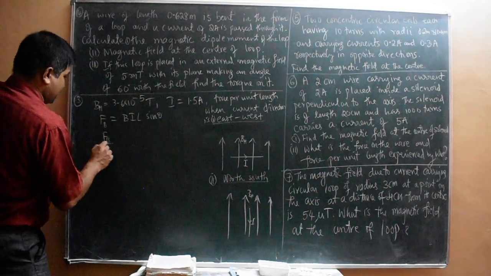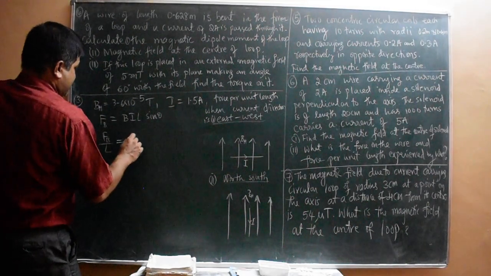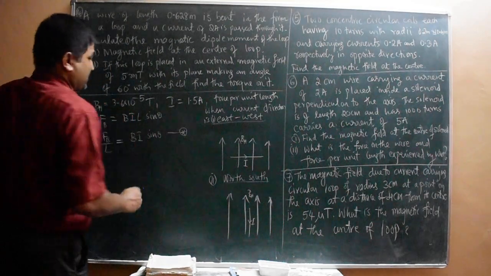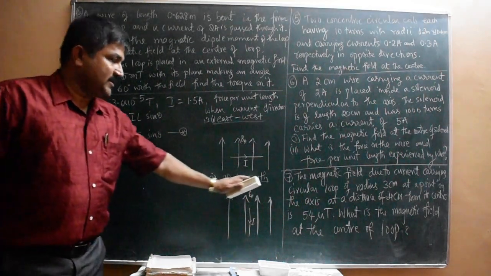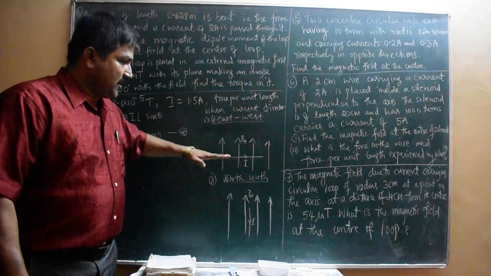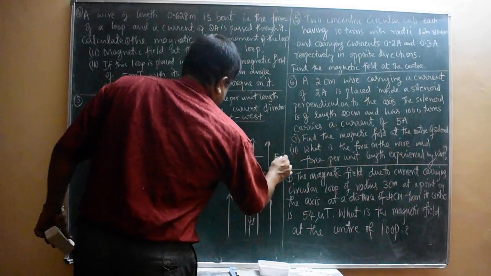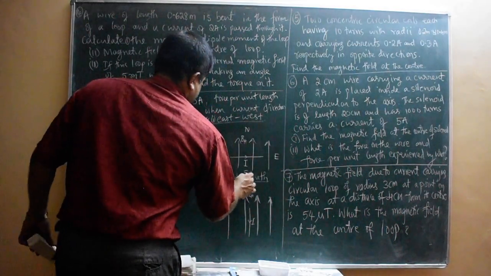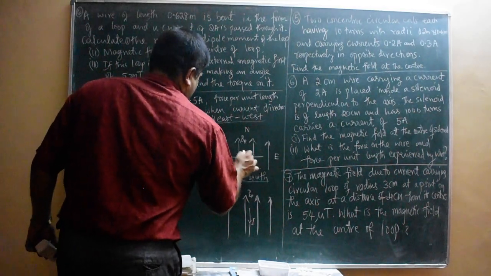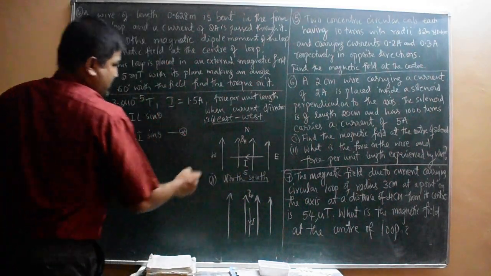So FB divided by length is equal to BI sin theta. Okay, this is the formula for solving this problem. First, when the current is in the east-west direction, see, current is going east to west. East to west means this is east, this is north, this is south, this is west. So east to west means the arrow mark will be like this. So current is flowing in the conductor wire from east to west.